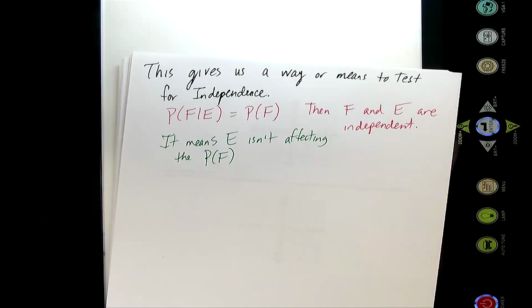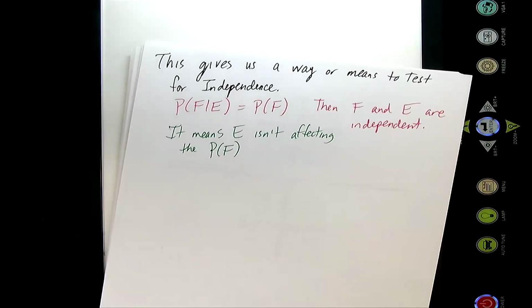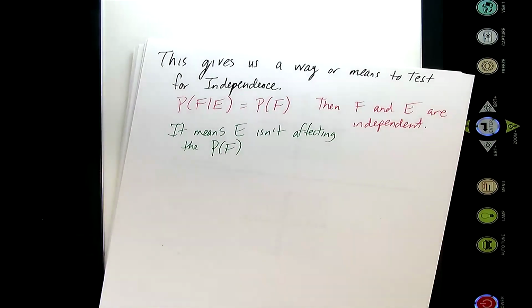More often than not, you're not going to be calculating the probability of F given E. If you're doing all that, you probably already know whether it's dependent or independent. This is only really helpful if you already have the results and you know what they are, and you can check: does the probability of F given E equal the probability of F?